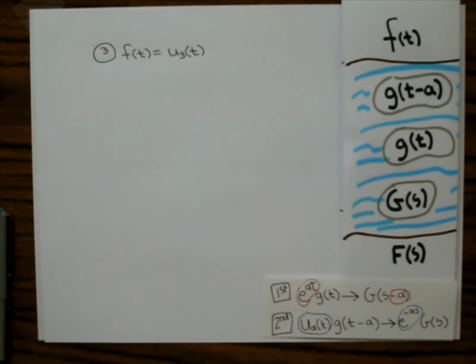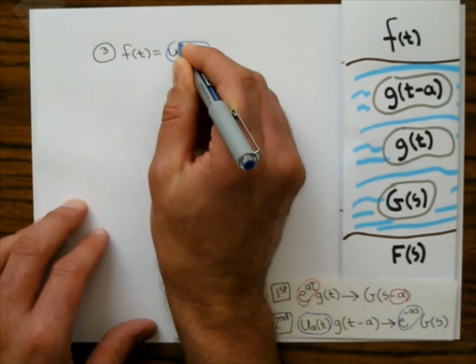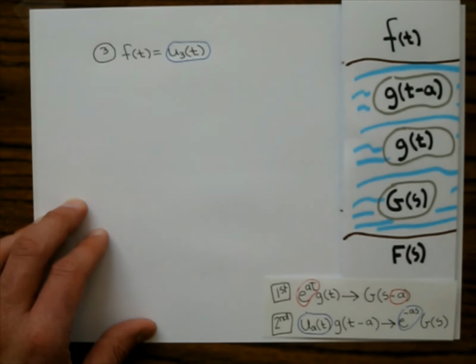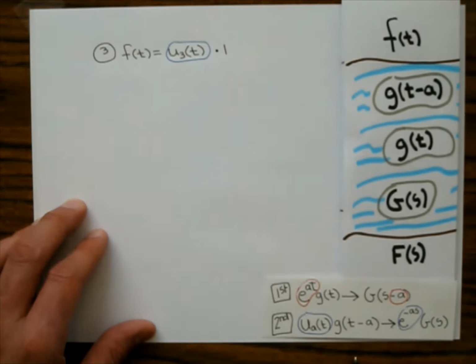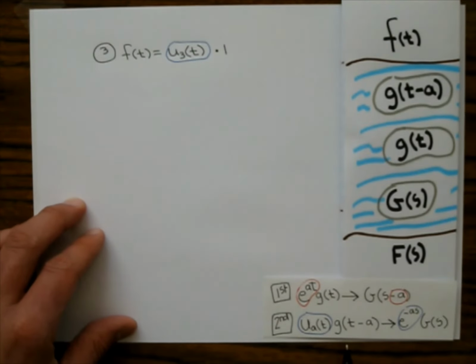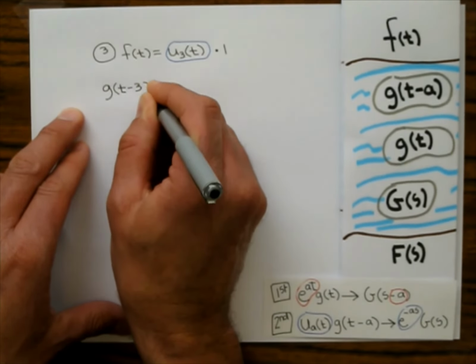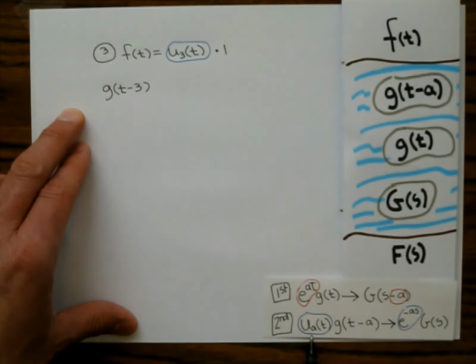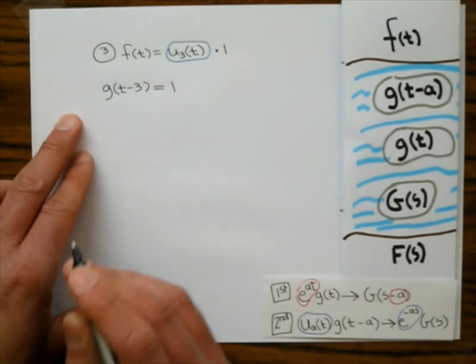Okay, I just have a u sub 3 there. So that tells me I'm going to be using the second shifting theorem when I have a u sub a. What is the function that's right next to it that's being multiplied by it? Well, in this case, it is just 1. And I identify that as g of t minus a, or in this case, g of t minus 3. So g of t minus 3, and I'm getting that from this a here. This equals the other part that's not circled in blue, so this equals 1.